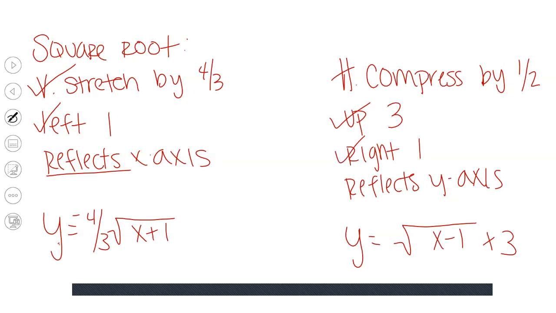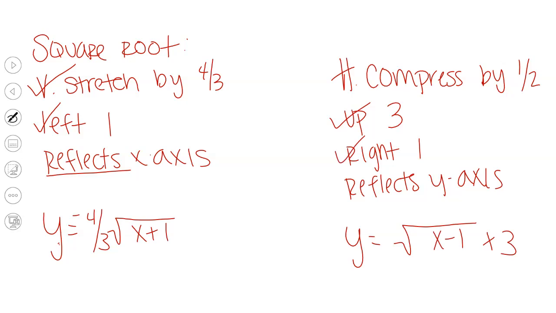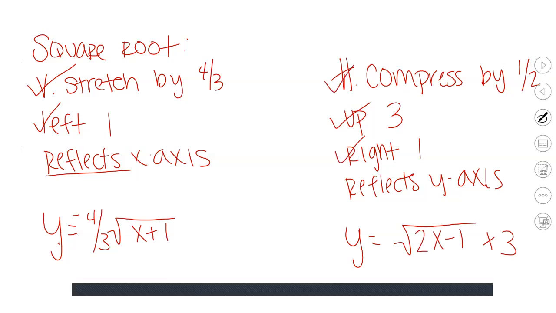Horizontal compress by 1/2, inside or outside? Inside, 1/2 or 2? 2, very good. And that reflects the y-axis. The minute I see reflect, I think negative, and where does it have to go? Inside or outside? Inside. I kind of ran out of room, huh? My skeleton wasn't big enough. Is that a good answer? What's wrong with it? I gotta have parentheses, because if I move left or right, I gotta have those parentheses in there, okay? That is a good answer.